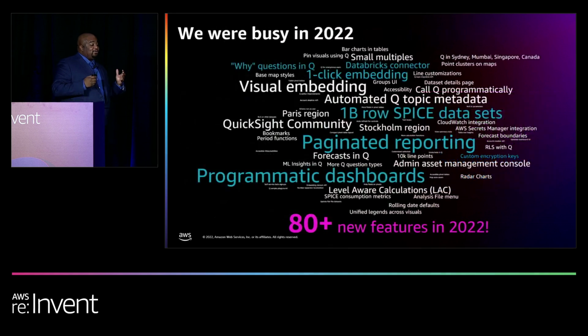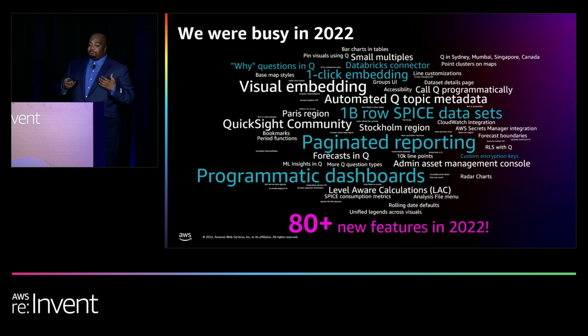So in 2022, super busy. We announced 1 billion rows with SPICE, paginated reporting, one-click embedding, as well as the ability to programmatically move dashboards. If you've been with us for a couple of years, you've probably heard about assets as code. We're going to talk about enhanced APIs as well.